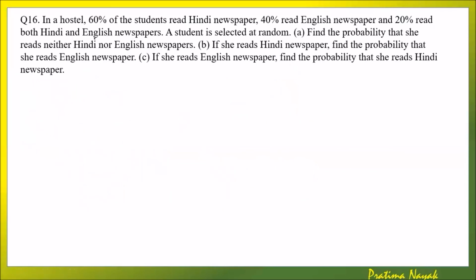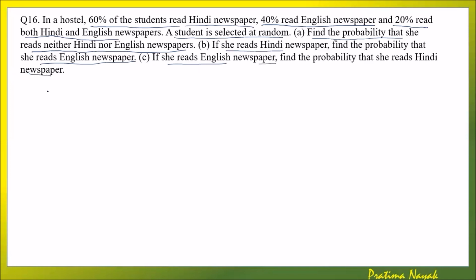Question number 16. In a hostel, 60% of the students read Hindi newspaper, 40% read English newspaper, 20% read both Hindi as well as English. A student is selected at random. Find the probability that she reads neither Hindi nor English. If she reads Hindi, find the probability she reads English. If she reads English, what is the probability she reads Hindi?